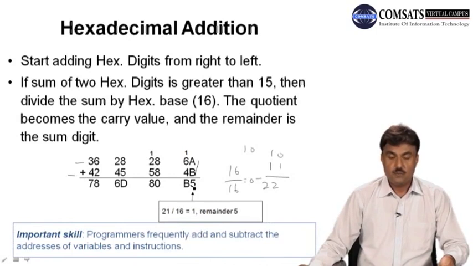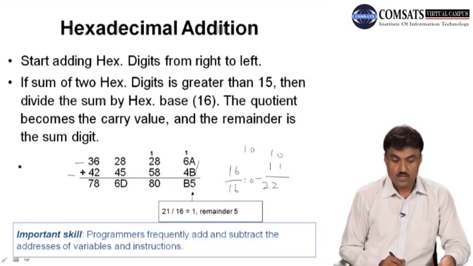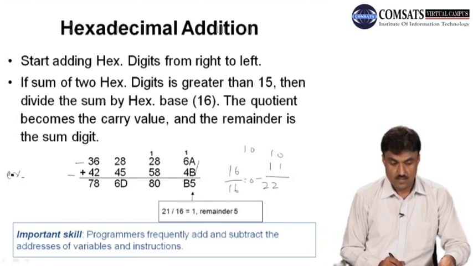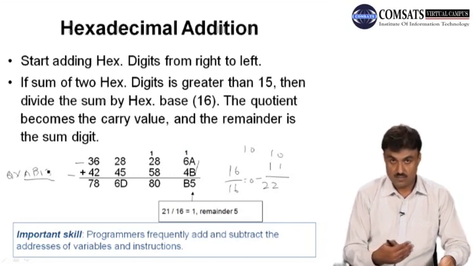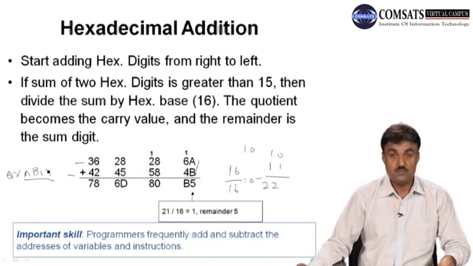The important note about where we can use this hexadecimal addition is that sometimes we deal with memory addresses, so we have to add and subtract these memory addresses, because these addresses are in the form of hexadecimal numbers. So if there is some variable stored at some address like 0xab13, we will get this address.